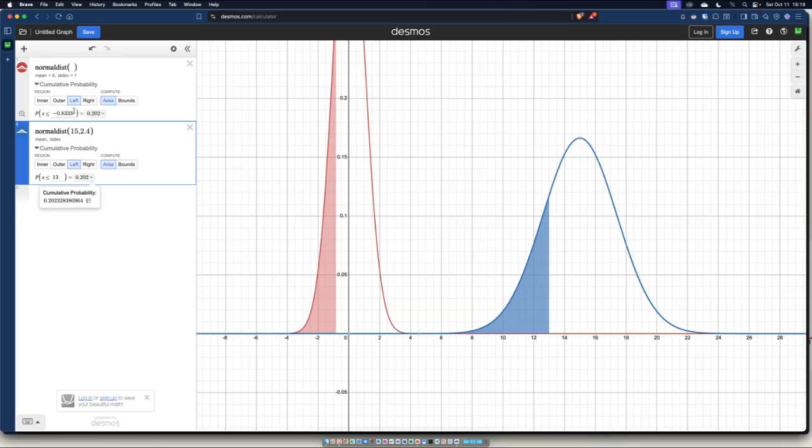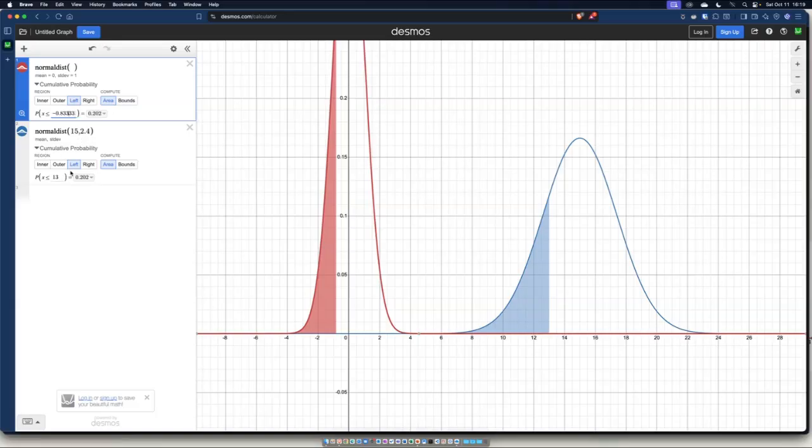This looks like it's a little bit off. That's probably because this z-score was rounded. If I put in less rounding, 0.20232838. Yes, it becomes the same. Okay, so it was just a rounding issue when I put in my z-score up here.